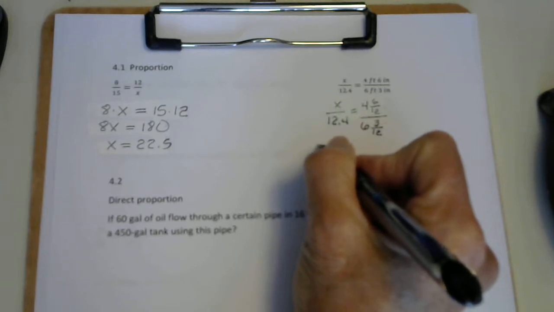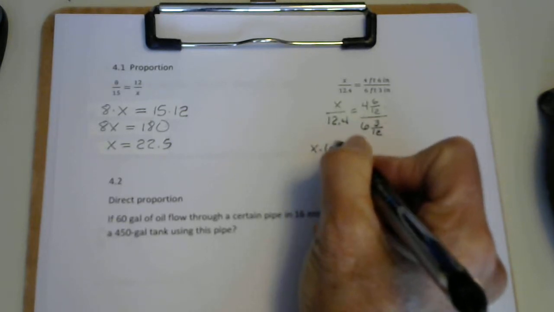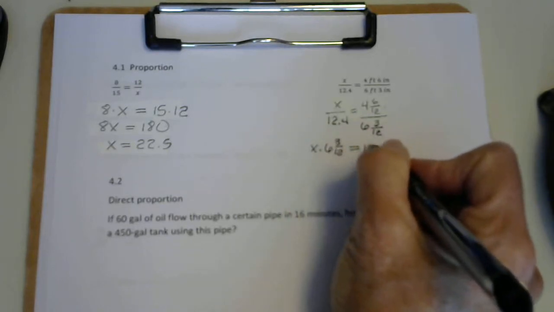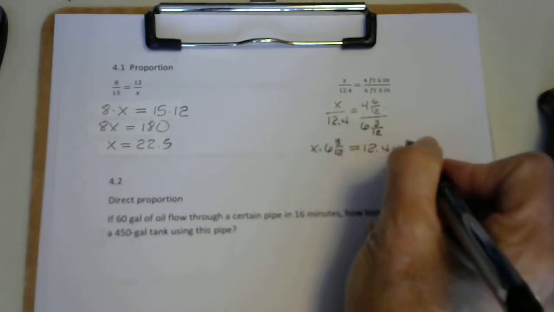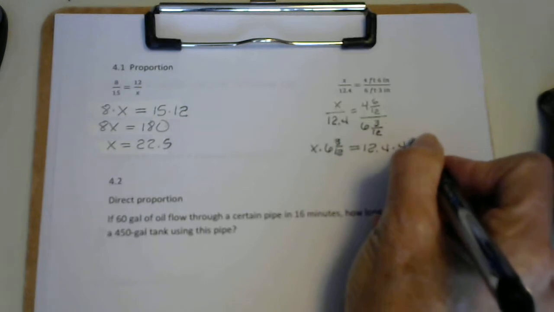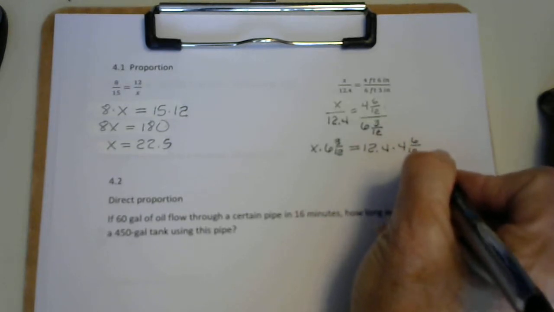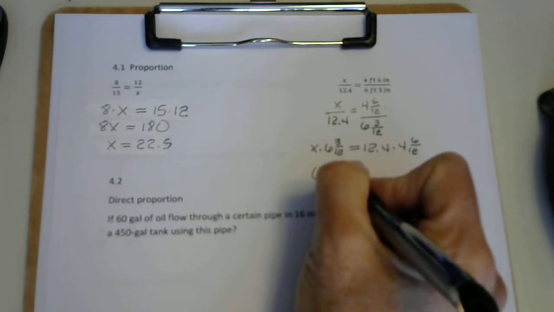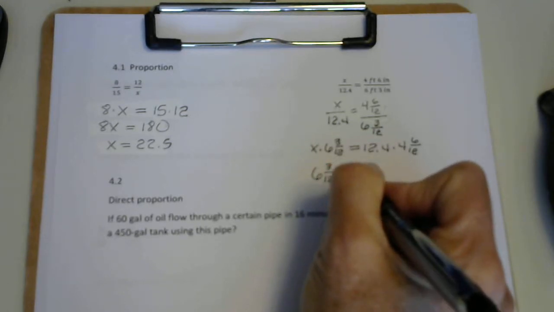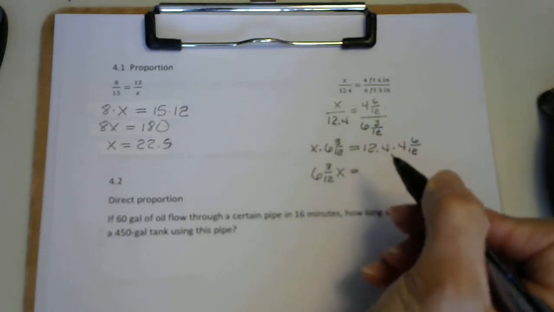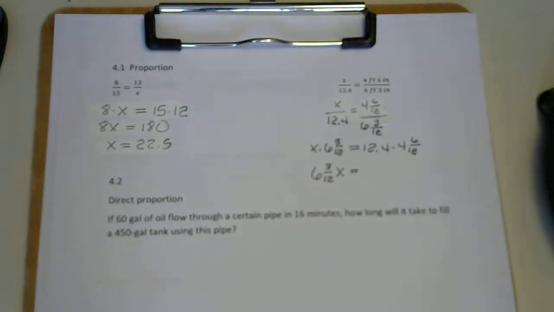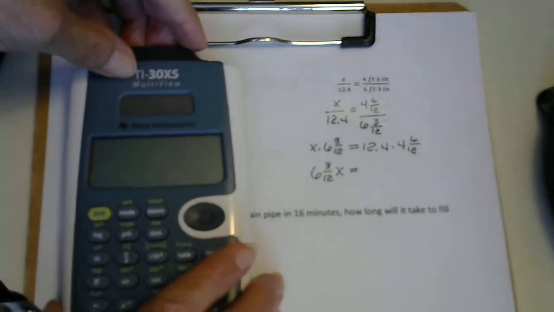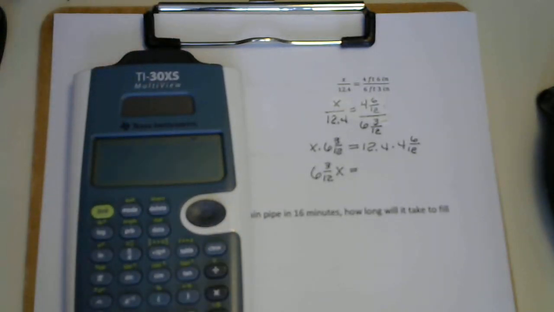So I'm going to start by multiplying x times 6 and 3 over 12, and that's going to be equal to 12.4 times 4 and 6 out of 12. And of course, this is just going to be 6 and 3 over 12 x. Typically, we write our number as a coefficient of the x. And I wanted to show you how to enter the 12.4 and the mixed number on the calculator.